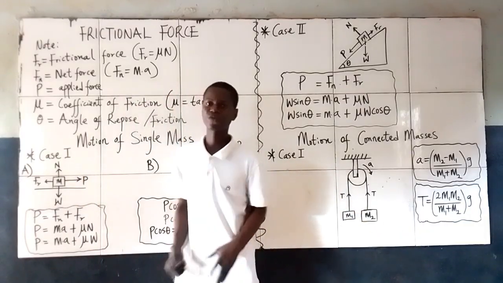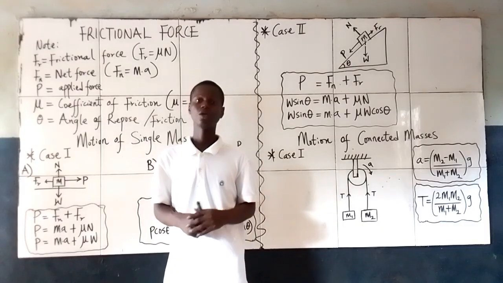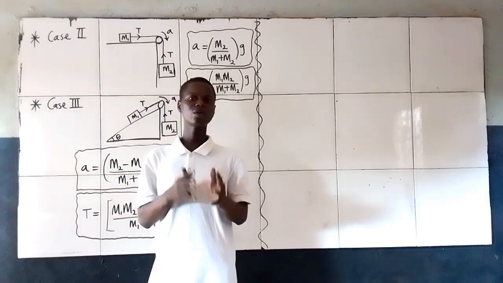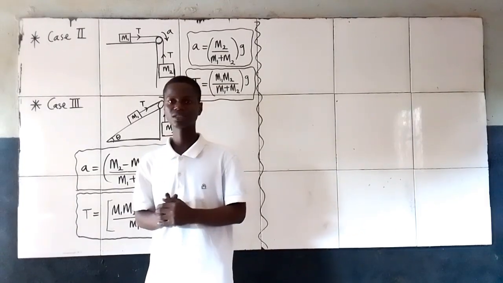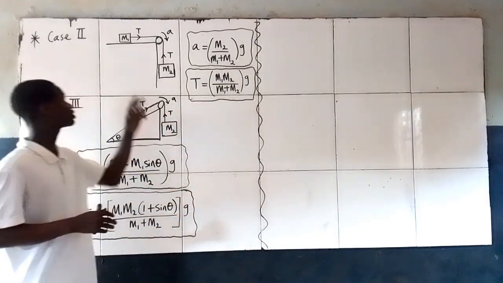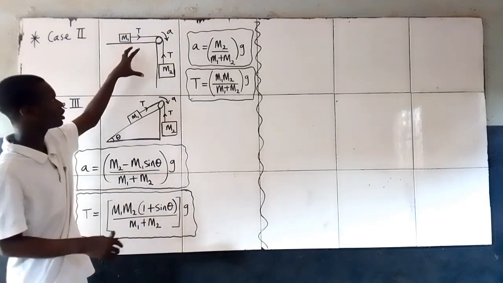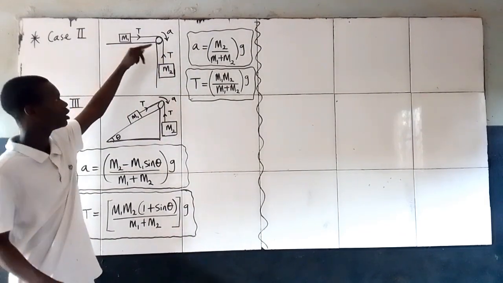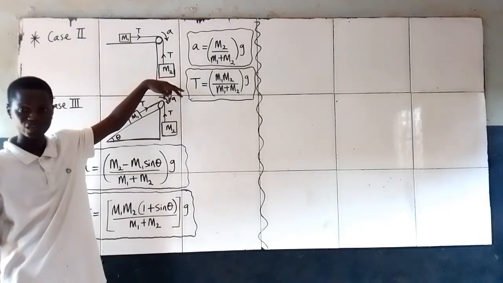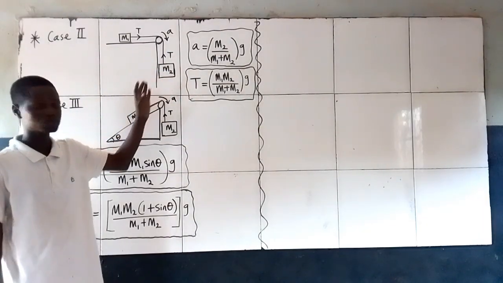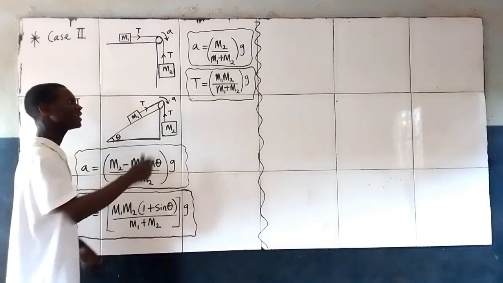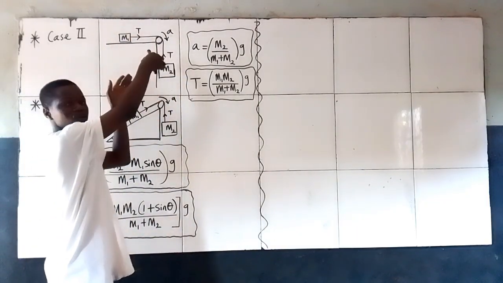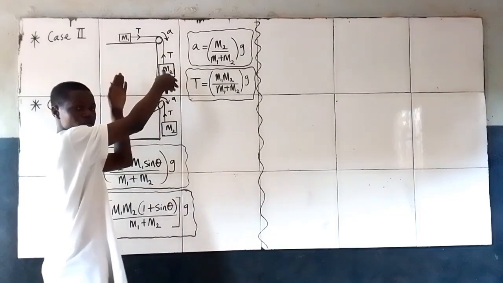Now we have known this thus far. We'll be looking at other cases. So let's have those other cases now. Under motion of connected masses, we still have 2 more to go. We have case 2. Now observe case 2. One body is on a horizontal plane, while the other body is hanging vertically. Remember, the idea is that mass 2 is bigger than mass 1, so the two bodies tend to move in this way.